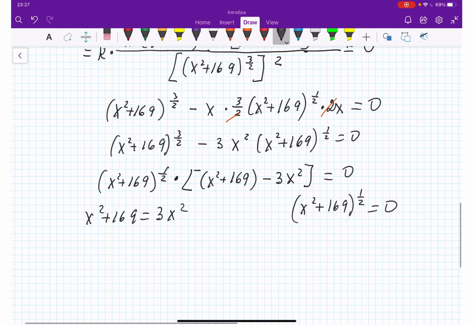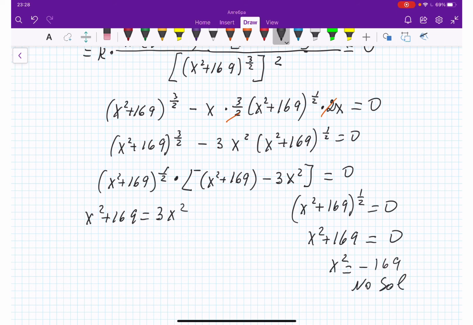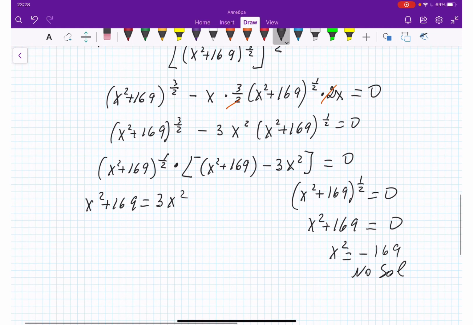Now this one on the right side, x squared plus 169 is equal 0, right? Because if I square it, right, I'm getting x squared plus 169 equals 0. And I'm getting x squared equal 169, which has no solution, this one, falling out of game. And let's solve the equation on the left side.